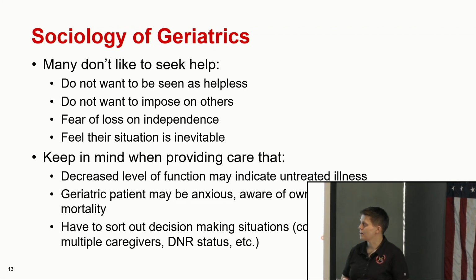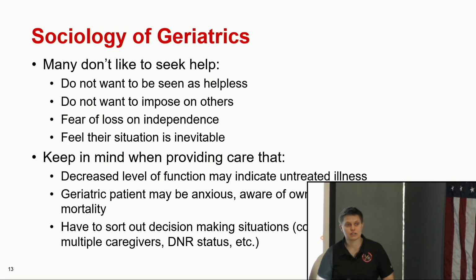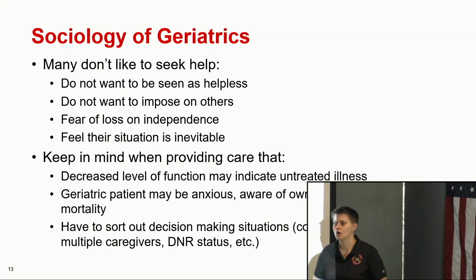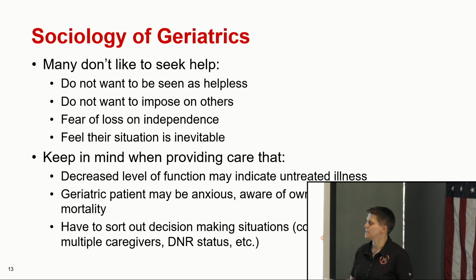And when you're providing care, there are several things to consider, and these will come up again and again throughout this presentation. A decreased level of functioning might actually indicate some sort of untreated illness. Your geriatric patients may be anxious. They may be aware, again, of their own morbidity or mortality. And you may encounter situations where it's difficult to sort out the decision maker or to have access to the appropriate documents, as people reach the end of life and may or may not have set in place decisions or proxies to make those decisions ahead of time.